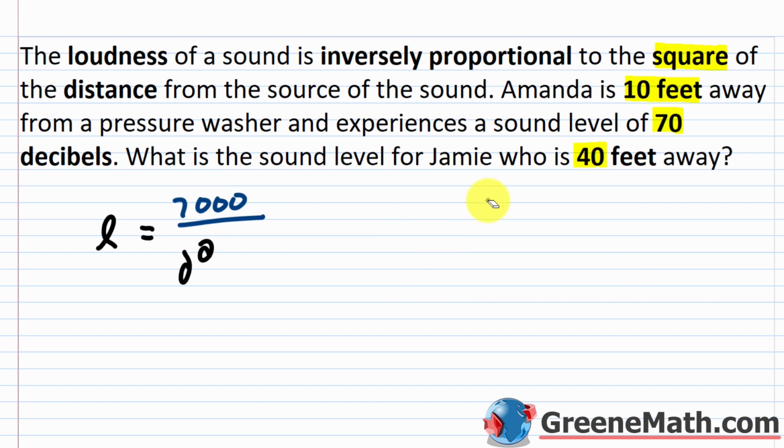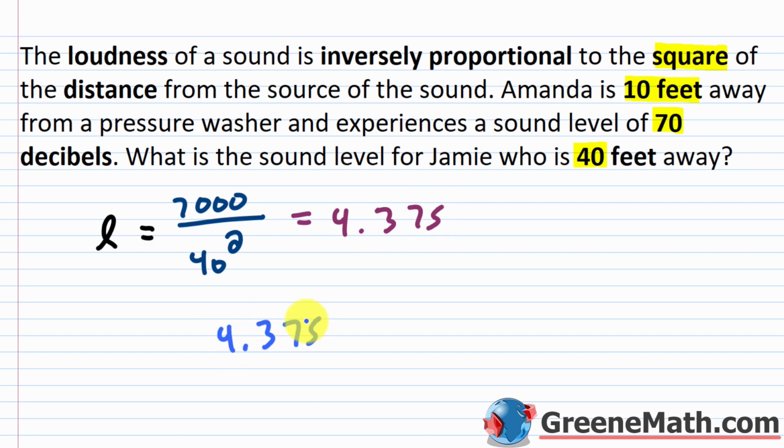Now all you have to do is plug in. What is the sound level for Jamie, who is 40 feet away? You would just plug in and say this is 40. Don't forget to square that. Let's just punch this into the calculator, and I get 4.375. This is going to be in terms of decibels, so I'll just write that down here: 4.375 decibels.